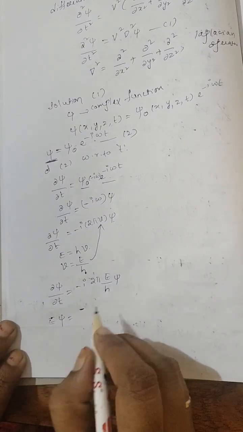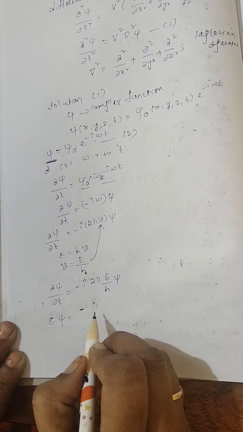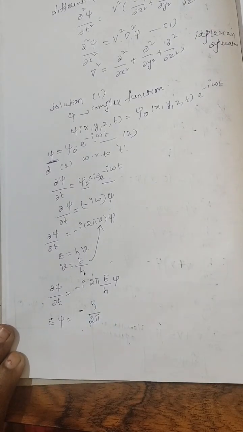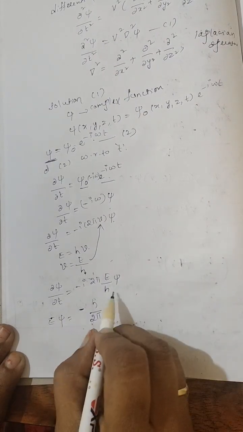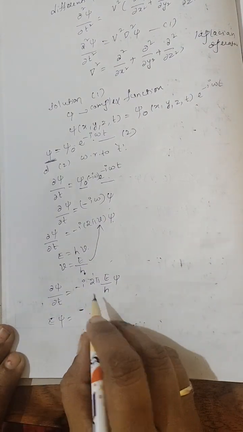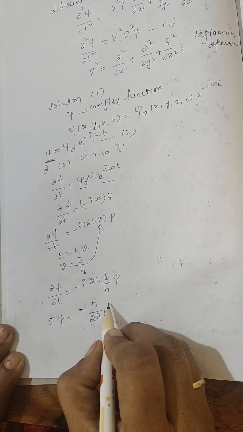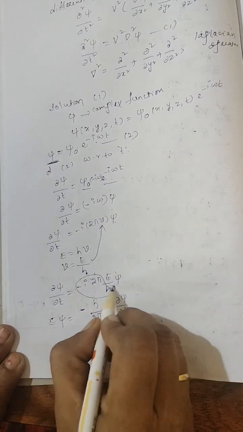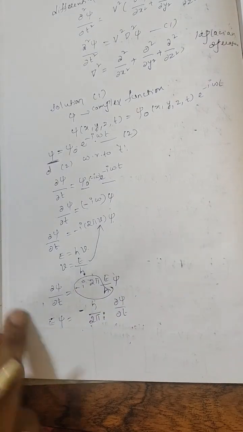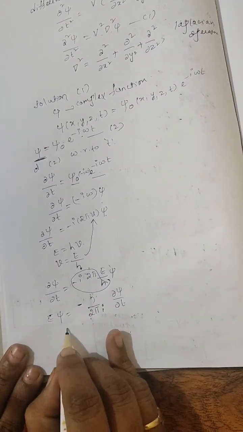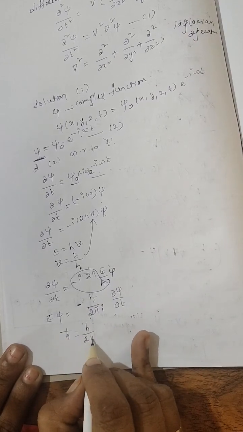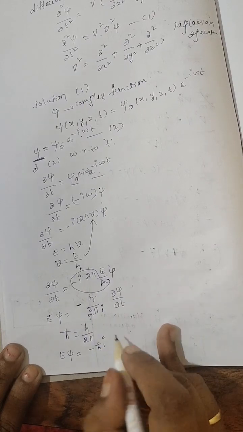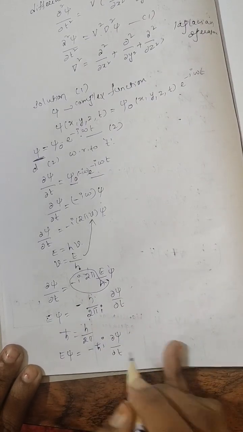What we will get? Minus h by 2 pi, okay, I'm sending this to this side, into i dou psi by dou t. Right? This entire term I sent on this side. Now, what is h by 2 pi? h cut means h by 2 pi. Substitute. E psi is equal to minus h cut i dou psi by dou t. Okay.